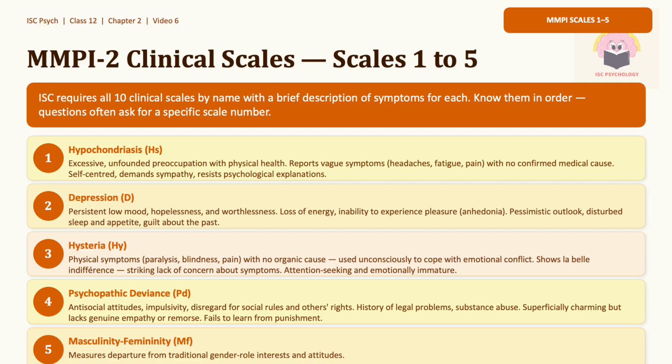An important note for your exams is that this scale is one of the most controversial scales in the MMPI because its conceptual basis reflects outdated gender stereotypes. For exam purposes, describe it as measuring the degree to which a person's interests and attitudes align with traditionally masculine or feminine patterns, with deviations from cultural general norms noted at the extremes.